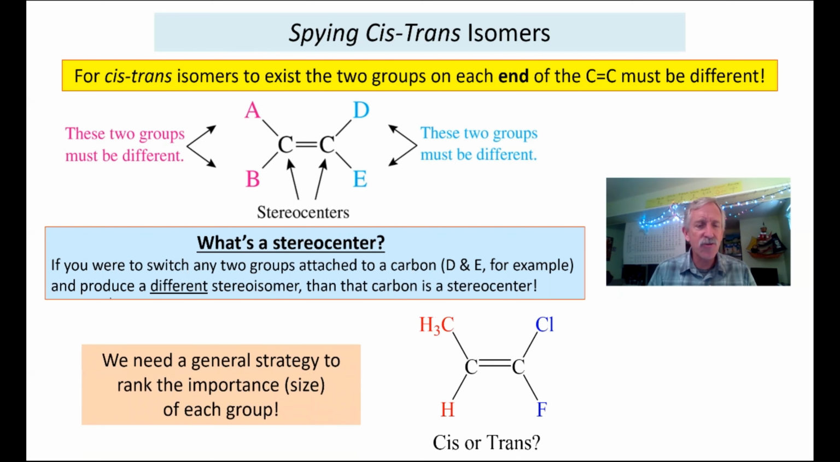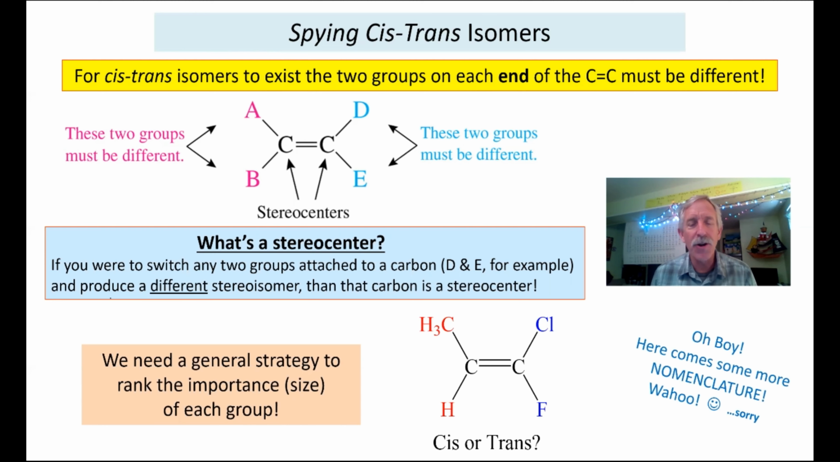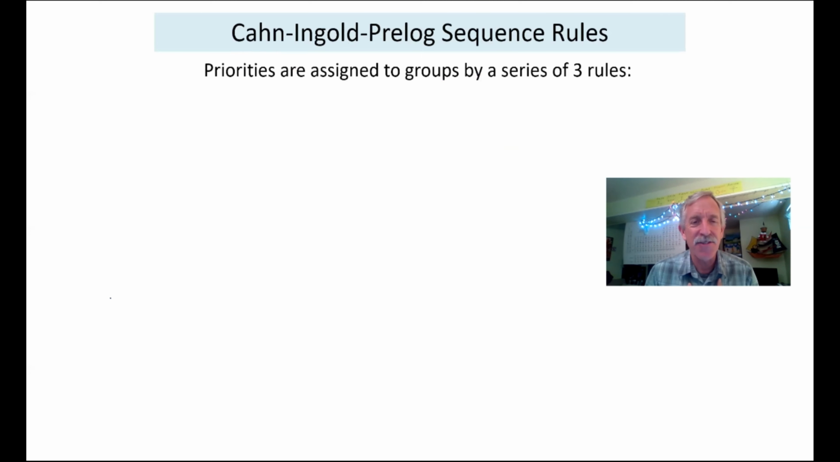So let's try to come up with a strategy on how to rank these, because here's a different alkene. And how do you know if the methyl is bigger than the Cl or the F? How do I name them? Who is the highest priority, meaning heaviest piece on each end of the alkene, to see if they are on the same side or opposite sides? So here they come. More nomenclature, new nomenclature, woohoo! And here come the three dead chemist rules, as I call them, but really the Cahn-Ingold-Prelog sequence rules. They are very hard for me to remember, so I just name them the three dead chemist rules.